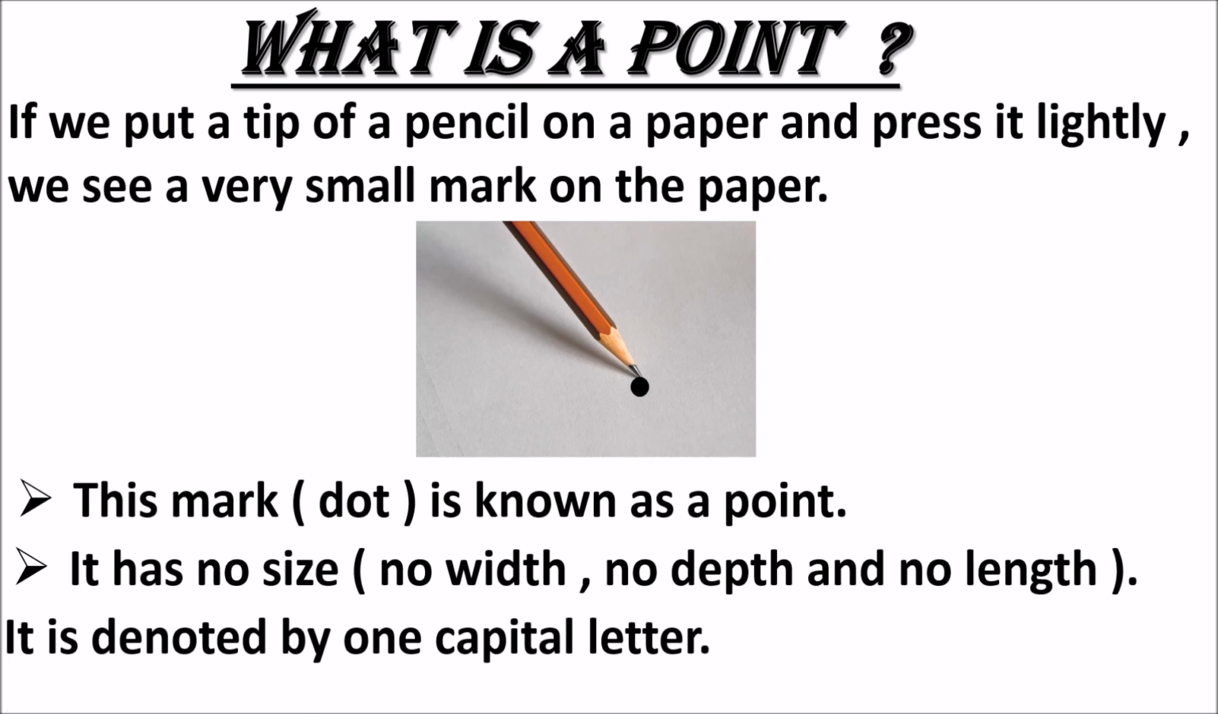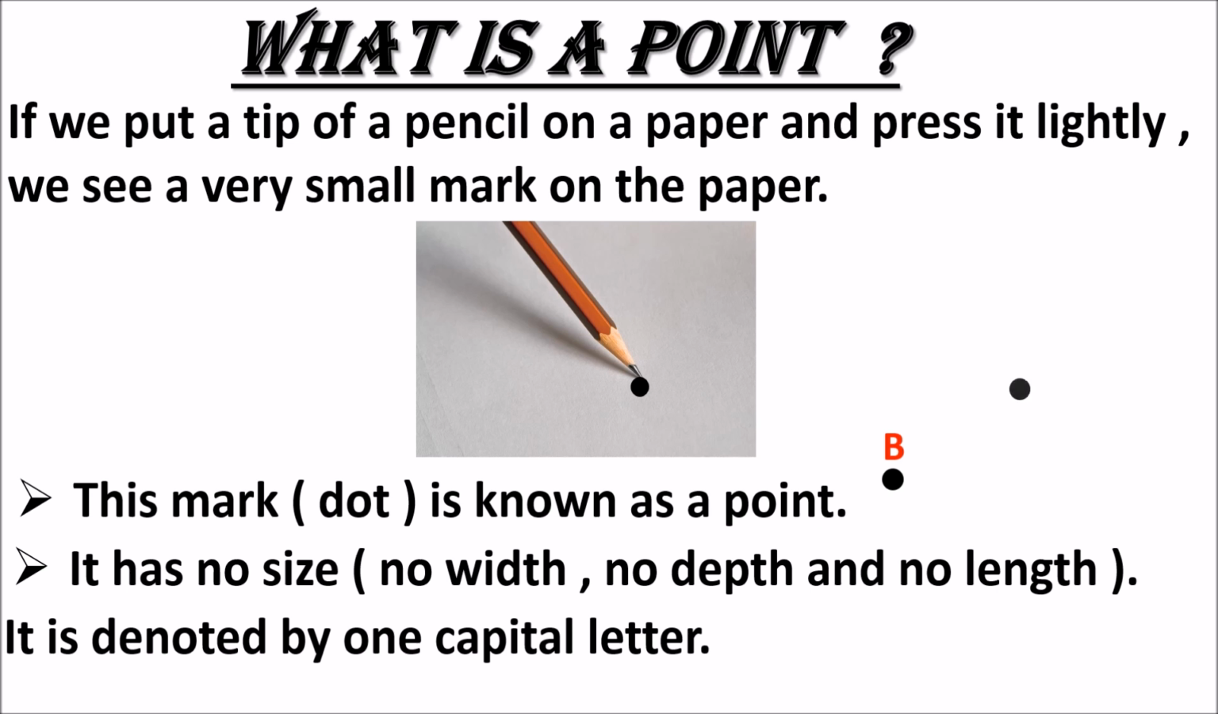It is denoted by one capital letter. It means you can name this point using one capital letter. Let's see an example. See, here I have taken a point. Let's see how to name this point. I have taken one capital letter B just above the point. So you can say that it is point B.